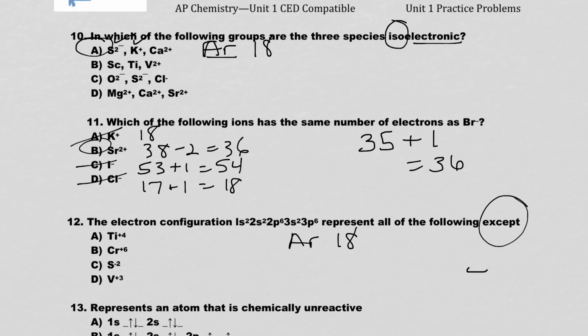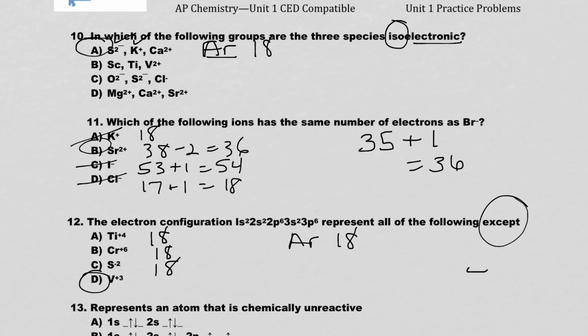If I go to titanium, titanium has 22, and if it's plus 4, it's losing 4. Titanium would have 18. Okay, I go to chromium. Wow, plus 6. Chromium's atomic number is 24. It loses 6 electrons. It also would have 18. I go to sulfide. It has 16. It's adding 2 more. It would have 18. So again, this is our exception. So we're looking for D to be the answer.